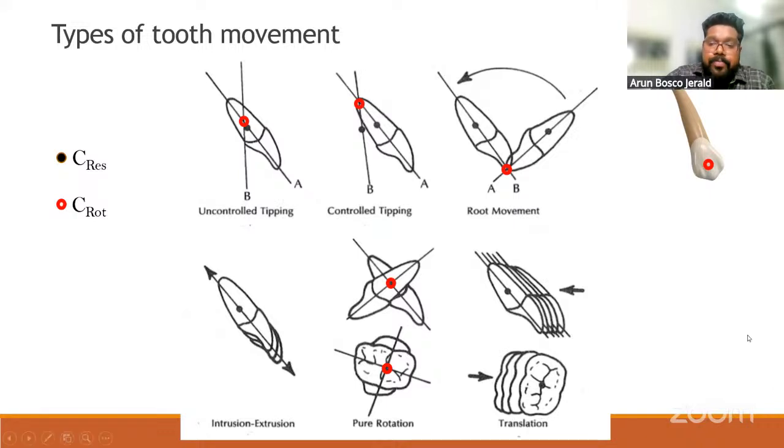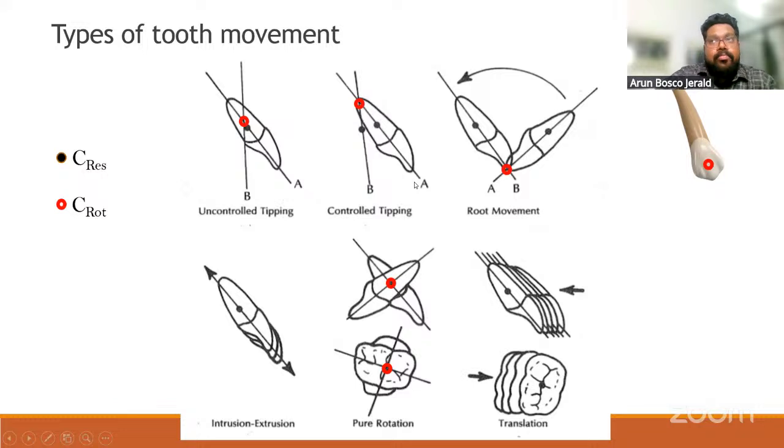That means if we apply a force, see this image, which I am showing with the cursor, in which you can see an arrow mark. So if we are applying a force through that particular point, that will create a bodily movement, or all the points in the body will move in the same direction. So if you can identify that point in a tooth, it is called the center of resistance.